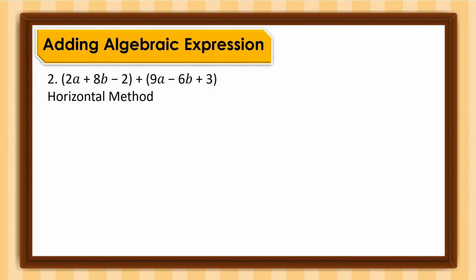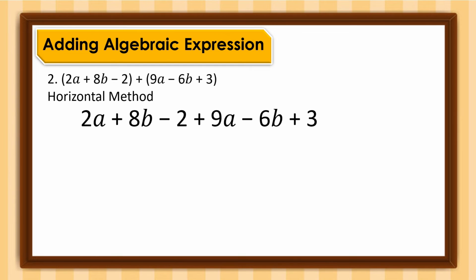Another one: the quantity of 2a plus 8b minus 2 plus the quantity of 9a minus 6b plus 3. So let us first use the horizontal method. The first thing that we need to do is remove the grouping symbols: 2a plus 8b minus 2 plus 9a minus 6b plus 3. And then combine like terms. We have 2a and positive 9a, that is a like term. We have positive 8b and negative 6b, also like terms. And then negative 2 and positive 3, those are also like terms.